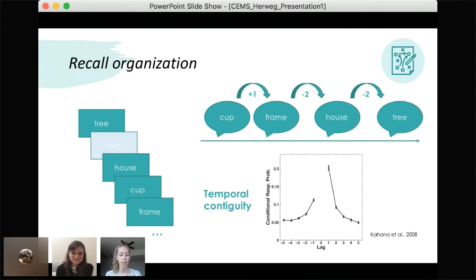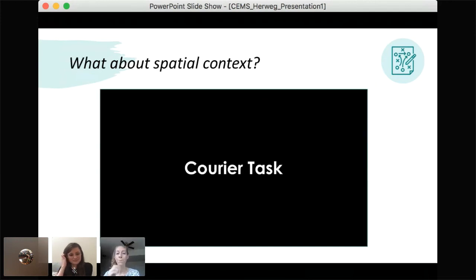If we analyze the data in this way, what we typically find is that people tend to recall items together that were presented in temporal proximity. This is called the temporal contiguity effect, and it can be seen in the lag CRP curve as a high probability of transitioning between nearby items. What this suggests is that during recall, we can retrieve with each item the temporal context that was associated with that item during study, which then cues other items that were encoded in the same context.